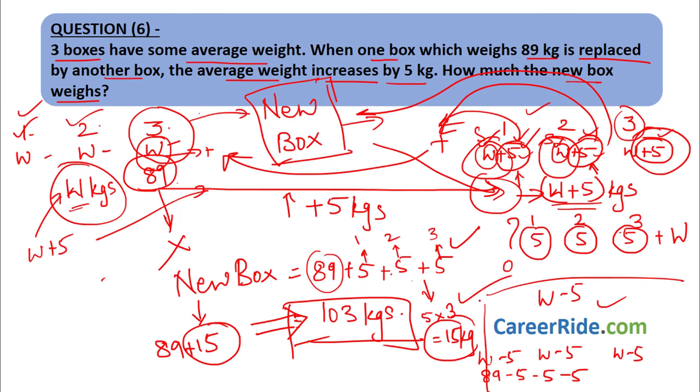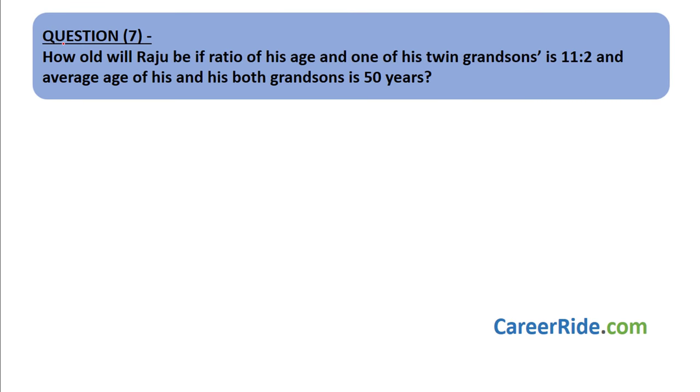Now moving on to the next sum. Question number 7. How old will Raju be if the ratio of his age to one of his twin grandsons' age is 11:2 and the average age of him and both the grandsons is 50 years? Again, this is a sum of finding the total sum. What we know, average is nothing but sum upon total number of people.